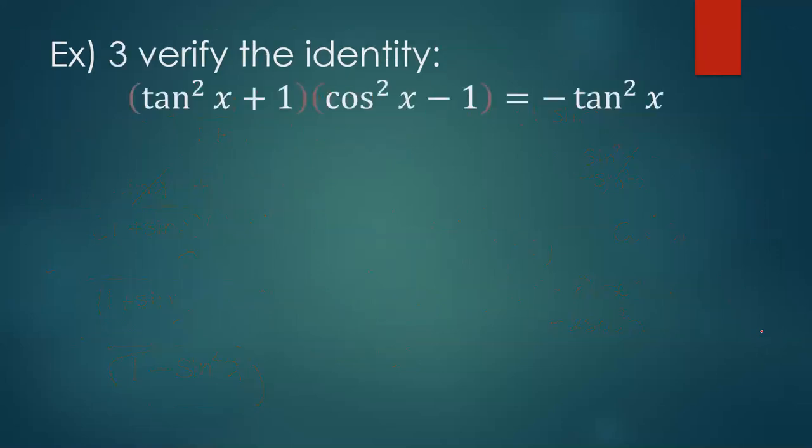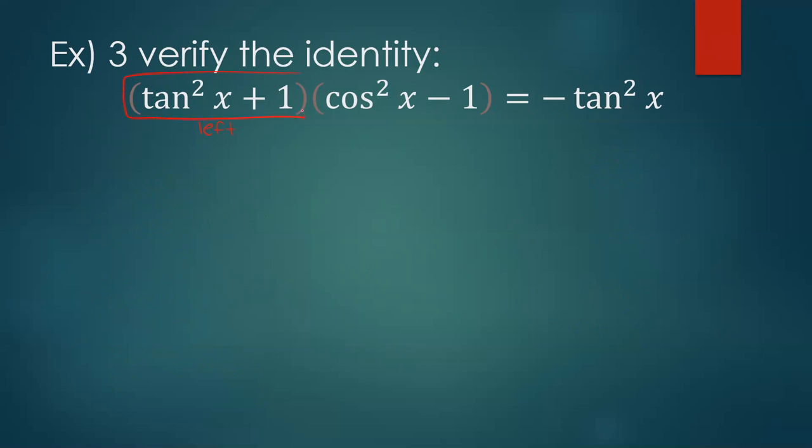Example 3, verify the identity. We have tan squared x plus 1 times cosine squared x minus 1 equals negative tan squared x. So first step is pick a side. And I'm going to pick the more complex side. So I'm going to pick the left side. And then use our identities. So if you look at this very carefully, are there any identities you could think of? Yes, I see one right here.